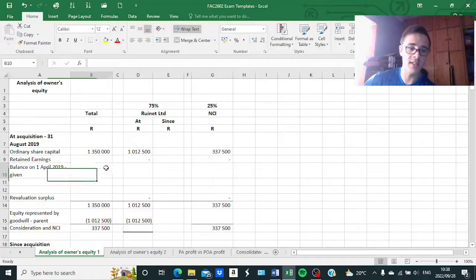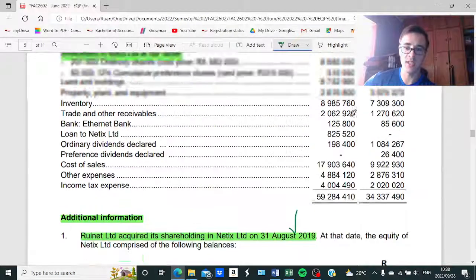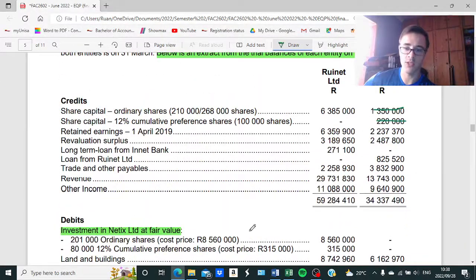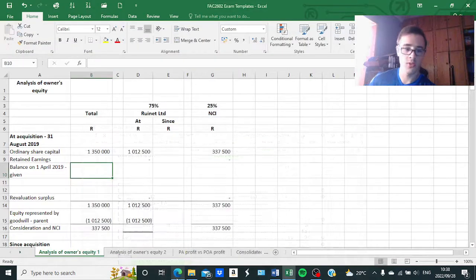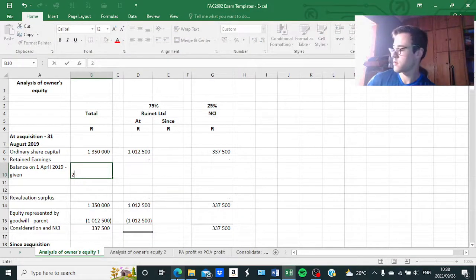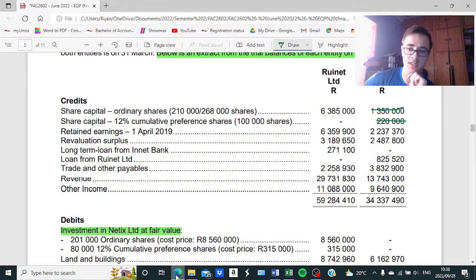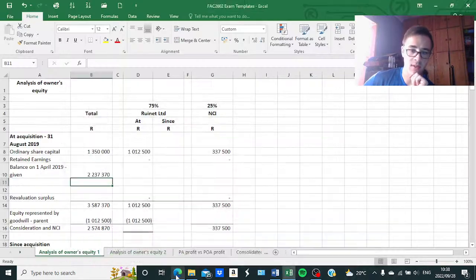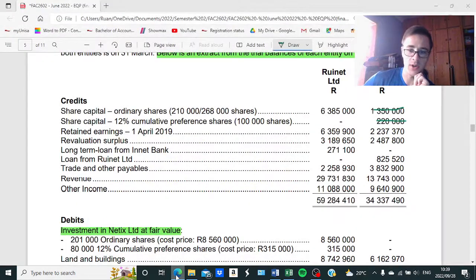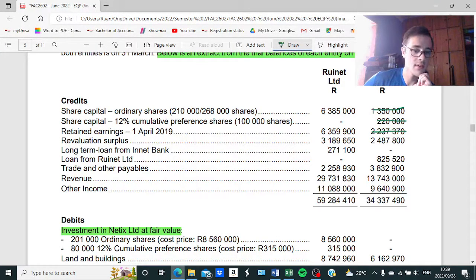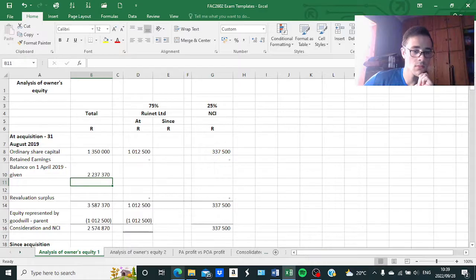So the balance given for Netix Limited as the opening balance for retained earnings will be 2,237,370 rand. Please make sure that you enter this amount correctly. That was the opening balance for retained earnings on the 1st of April.